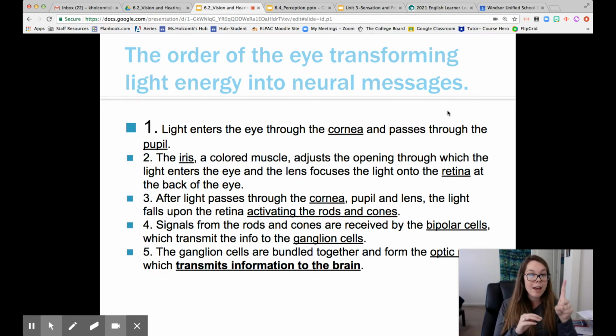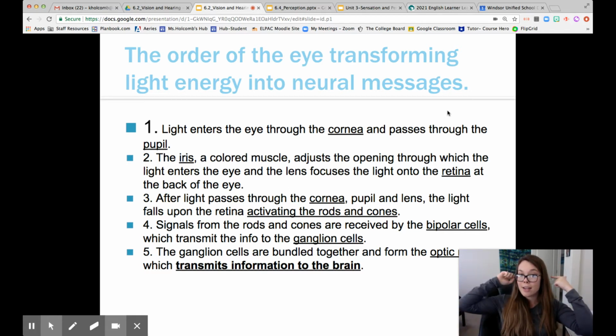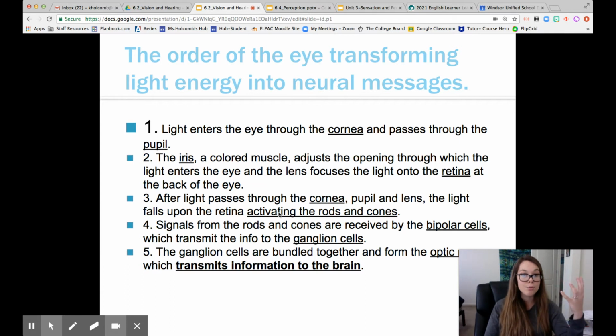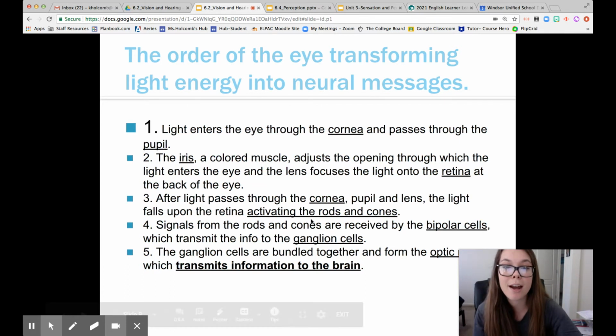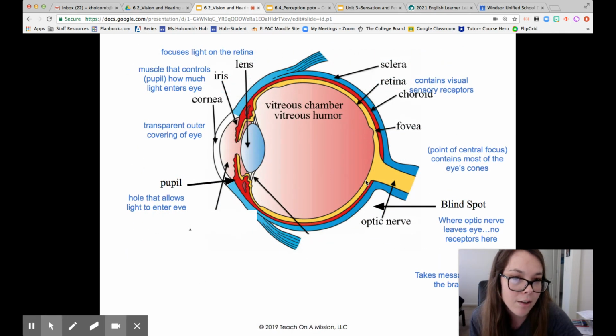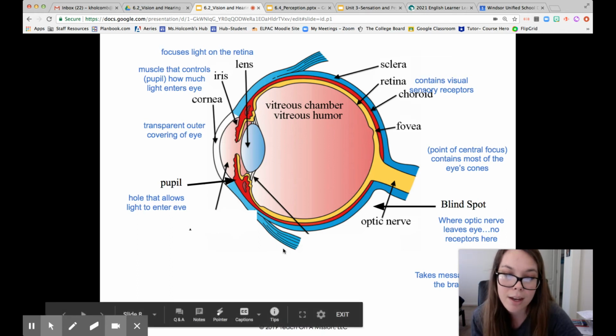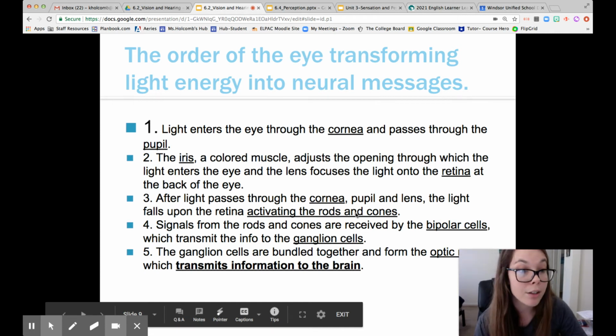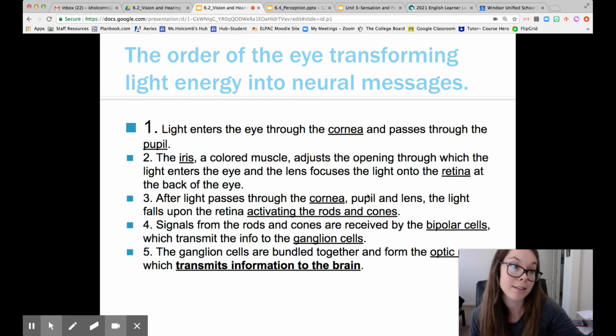Step 2 is the iris, the colored muscle that adjusts the opening in which the light enters the eye, and it focuses in, and the light goes back onto the retina. The retina, again, is in the back of your eye, and after the light passes through your cornea, the pupil and the lens, the light falls upon and activates the rods and the cones. In this little back area of the retina are things called rods and cones. Rods and cones are how we see color and how we see black and white, which will be explained in the next slide.